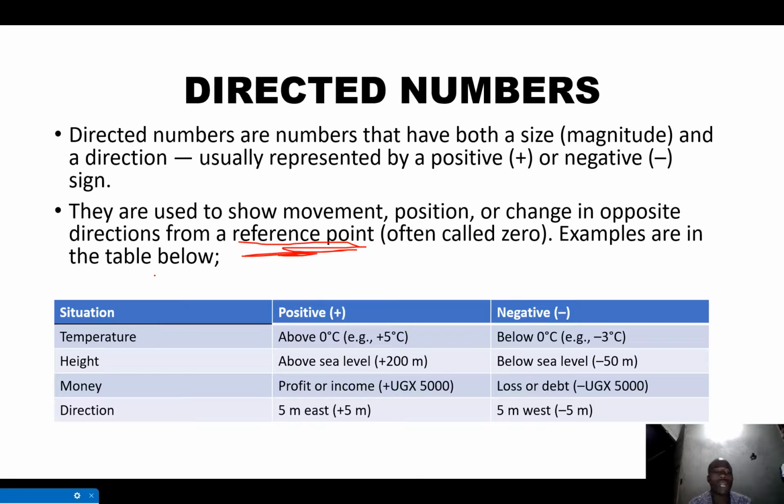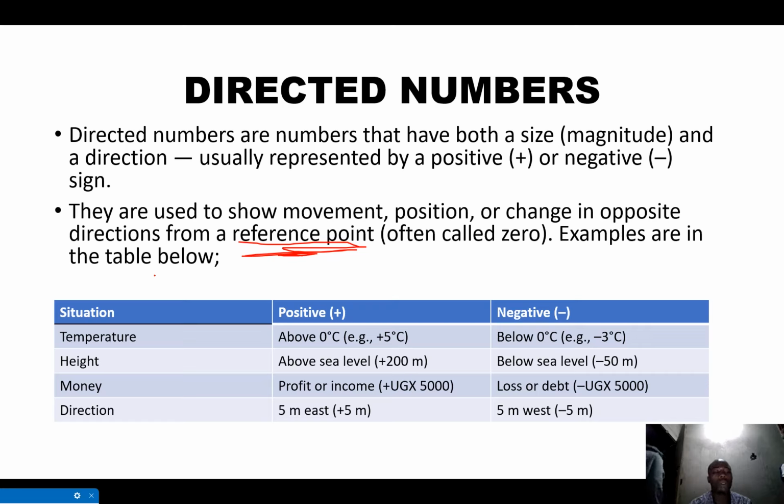One of the real life situations is when we are reading the temperature on a thermometer or recording the temperature of the surrounding. If the temperature is above 0 degrees Celsius, we say 5 degrees Celsius, and we record that to be positive. But if the temperature is below 0 degrees Celsius, we say it is 3 degrees Celsius, but we put a negative to show that it is below 0. So that's what we meant by reference point as 0.